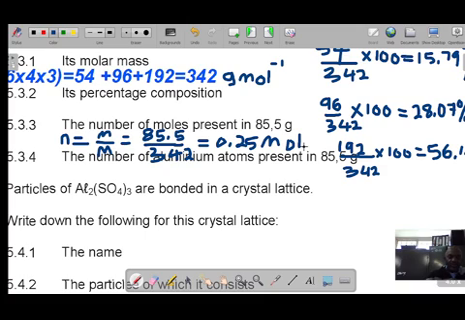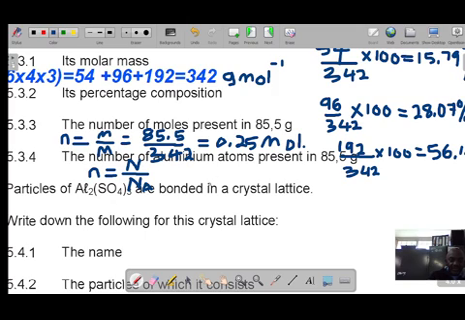Now, for me to get the number of atoms, I know from my formula sheet that the number of moles, n, can also be given by n equals the number of particles, capital N, divided by Avogadro's number, Na. So, to get my N, it is going to give me the number of aluminum sulfate particles present in 85.5 grams.